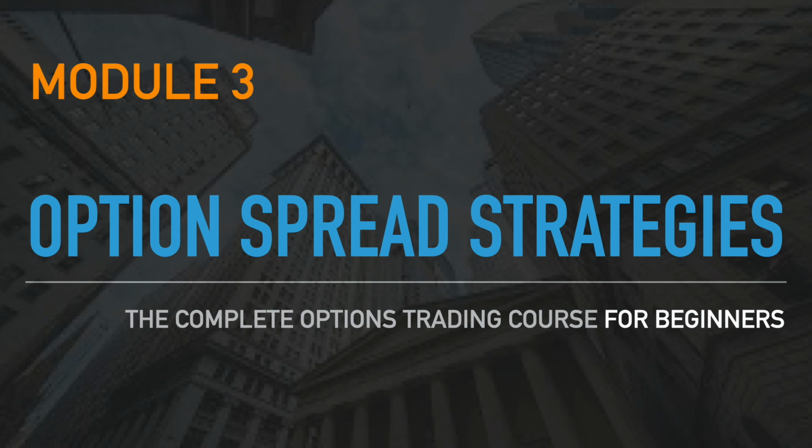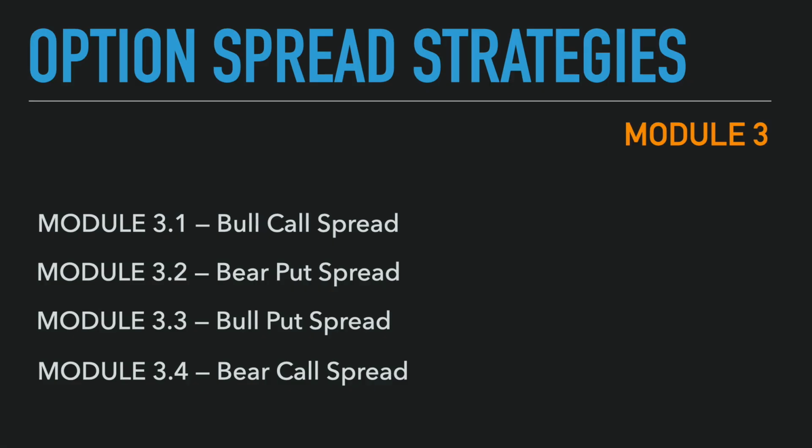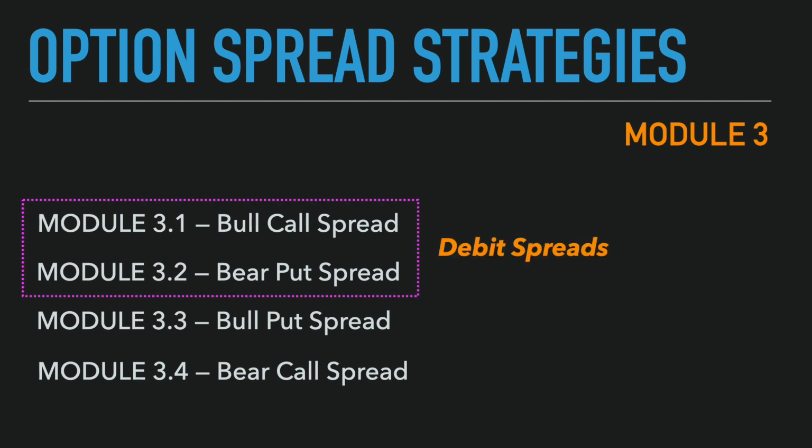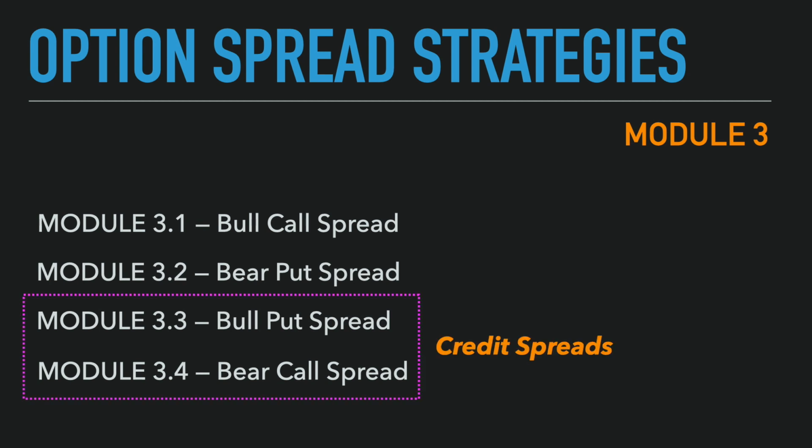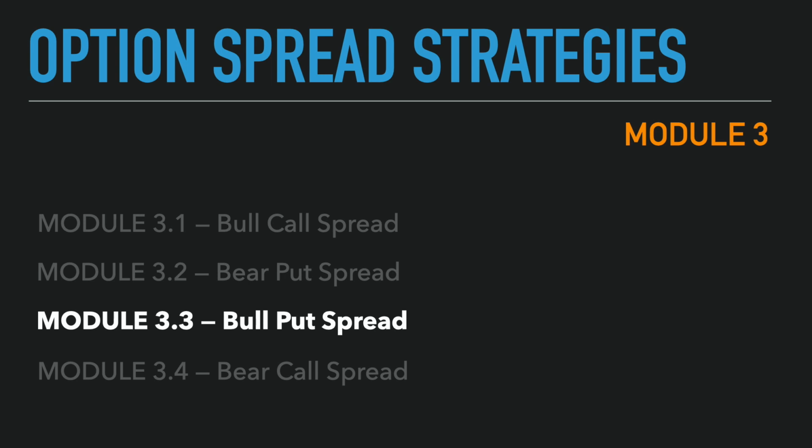Welcome back to Module 3 of Options Trading Foundation, the complete options trading course for beginners. Module 3 is all about the spread strategies in options trading. After we complete debit spread in the first two tutorials, now we will move on to the second half of this entire module, the credit spread. And in this sub-module 3.3, we will cover one of the most classic strategies in credit spread, the bull-put spread.